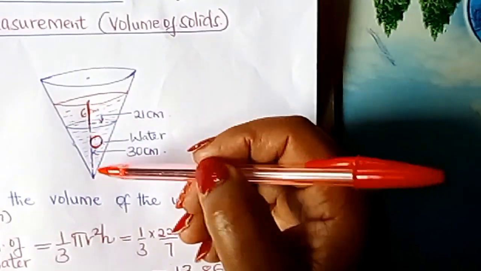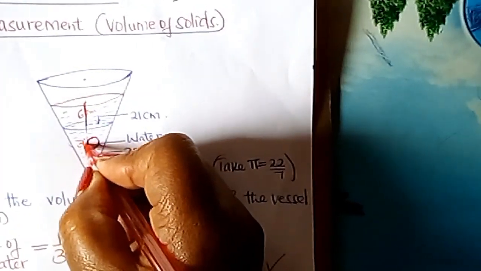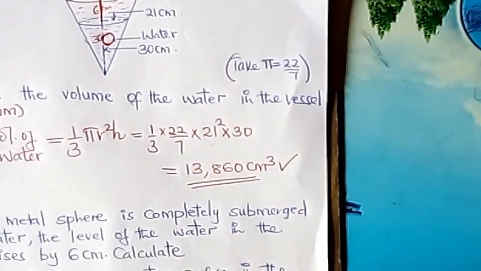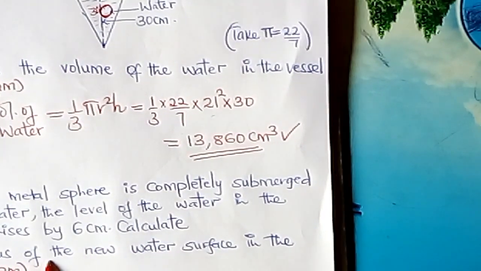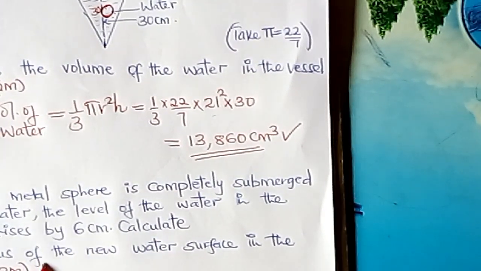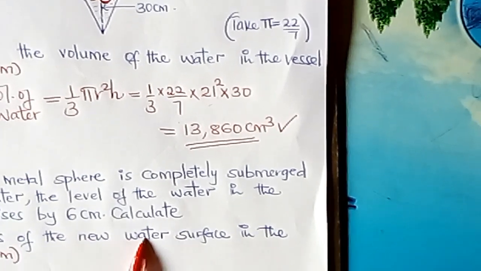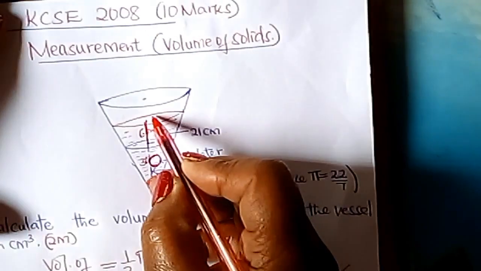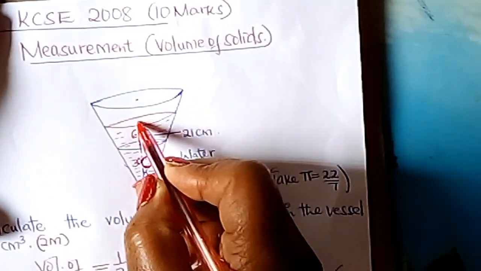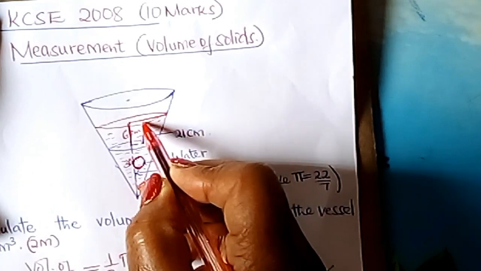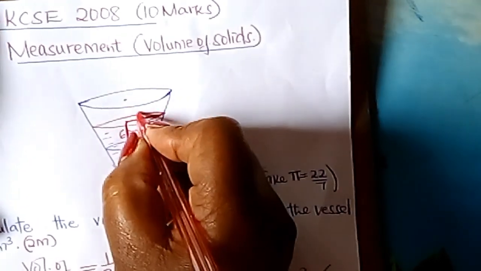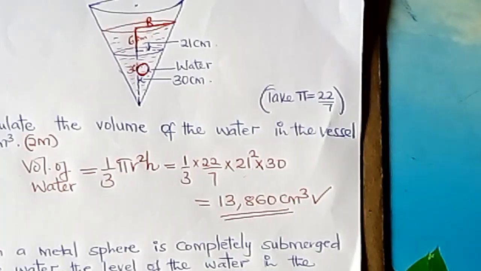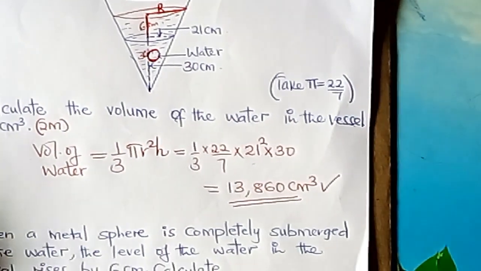Remember the depth of the water was 30 centimeters from here to here. And so, Lana, you are now told to calculate the radius of the new water surface in the vessel. Our new water surface is this. You fix your r there. You can call it capital R there. So what is that R? How do you get it, Lana?